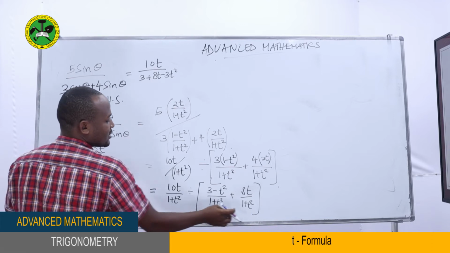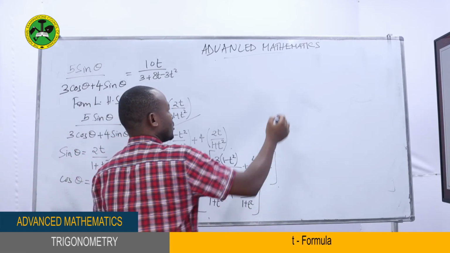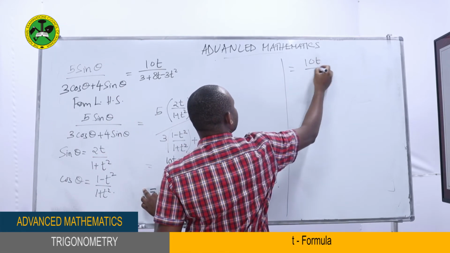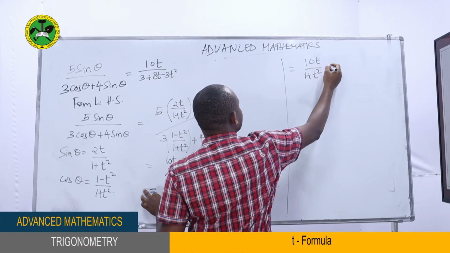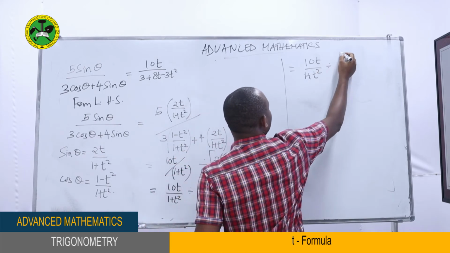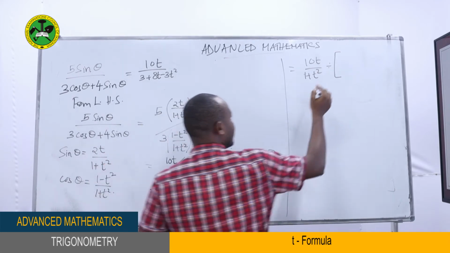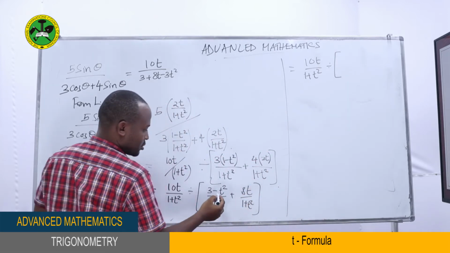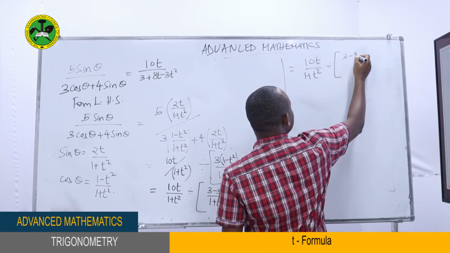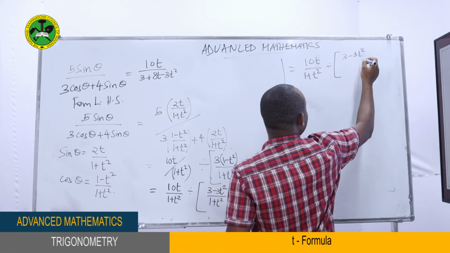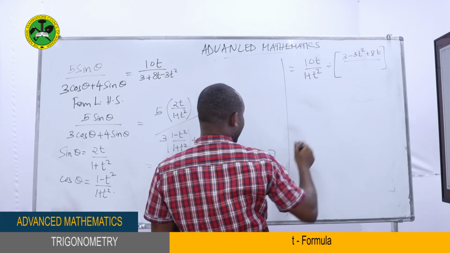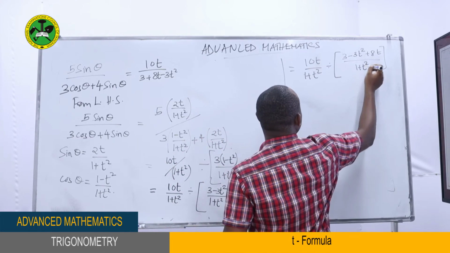As you can see, this and that do resemble. So how can we write that in a simpler form? Let's write that it will be equal to 10t over 1 plus t square divided by this, adding to that, we are going to have 3, oh sorry, there was 3t square. We are going to have 3 minus 3t square plus 8t, and all of that is over 1 plus t square.